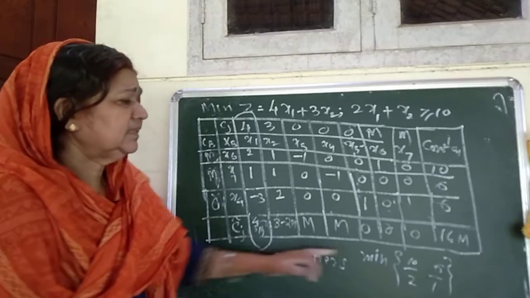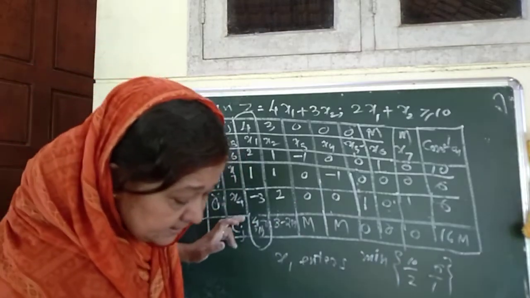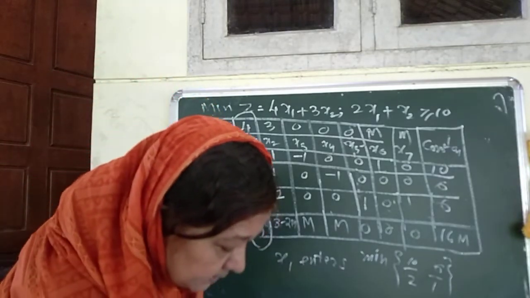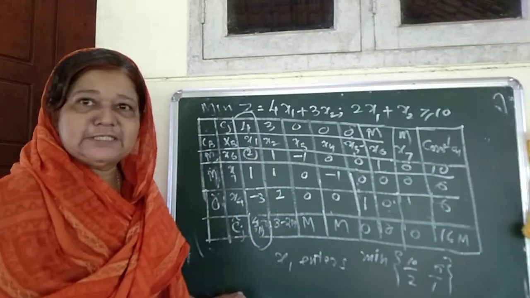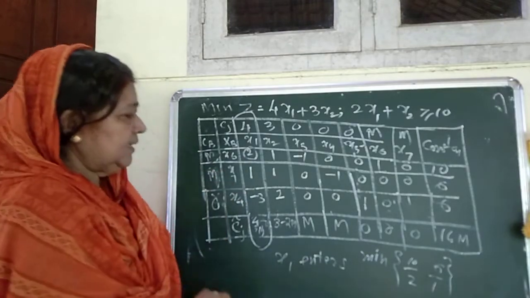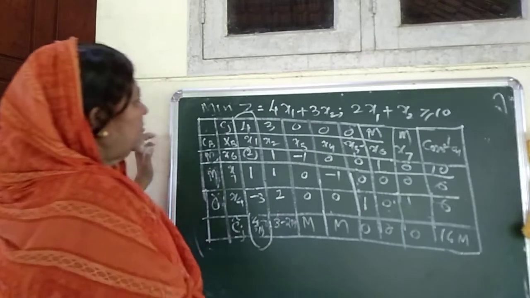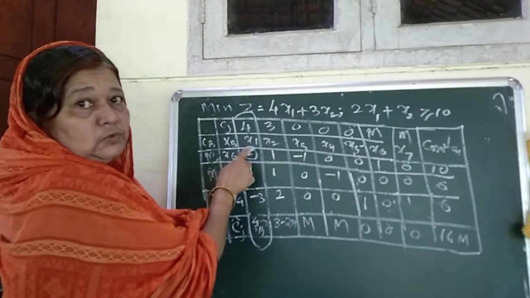Yes. That is 5. Therefore, 2 is the pivot element. By means of this pivot element, what is the pivot operation? First of all, we have to make this as 2.